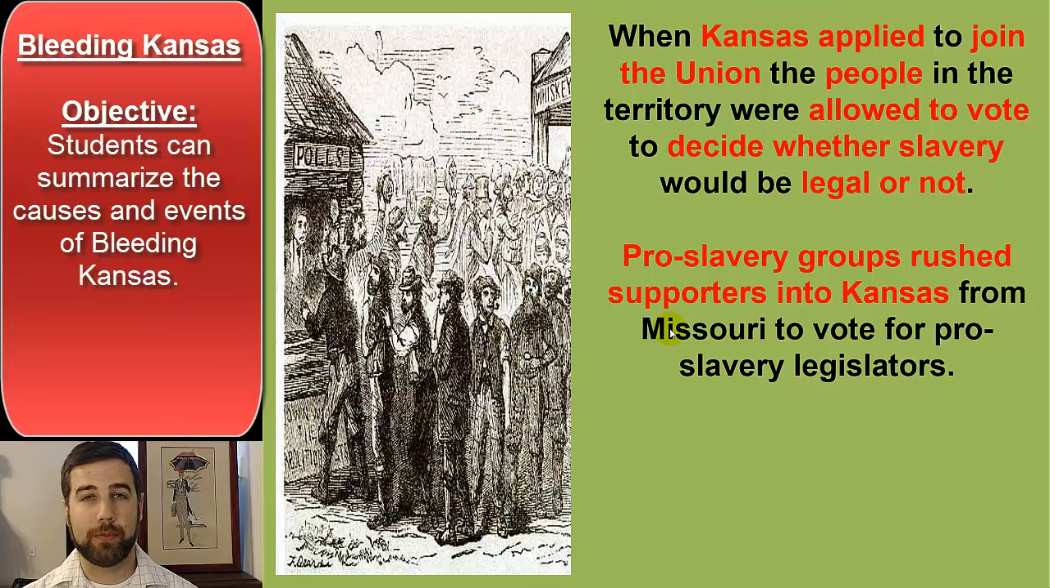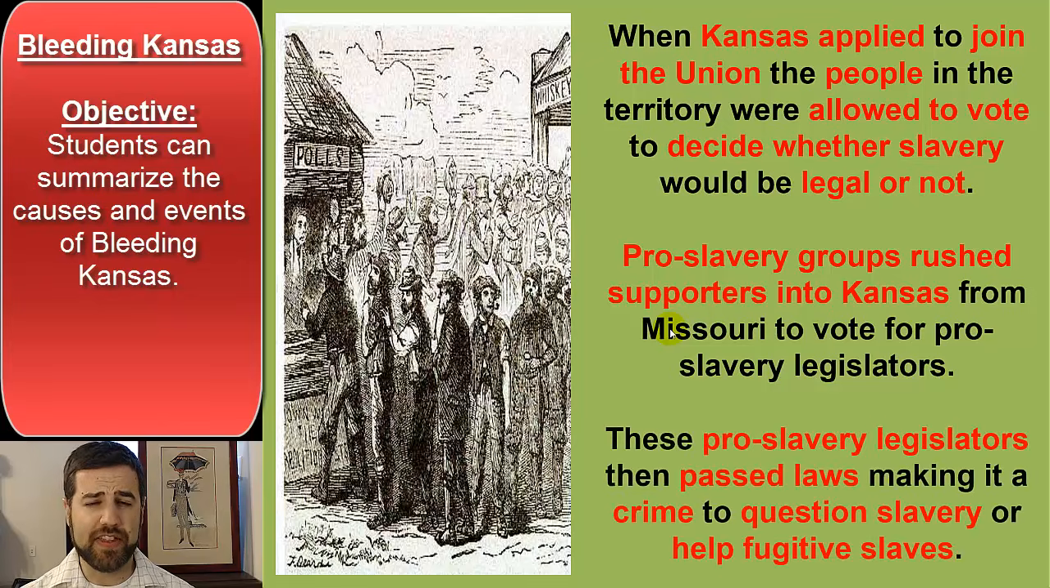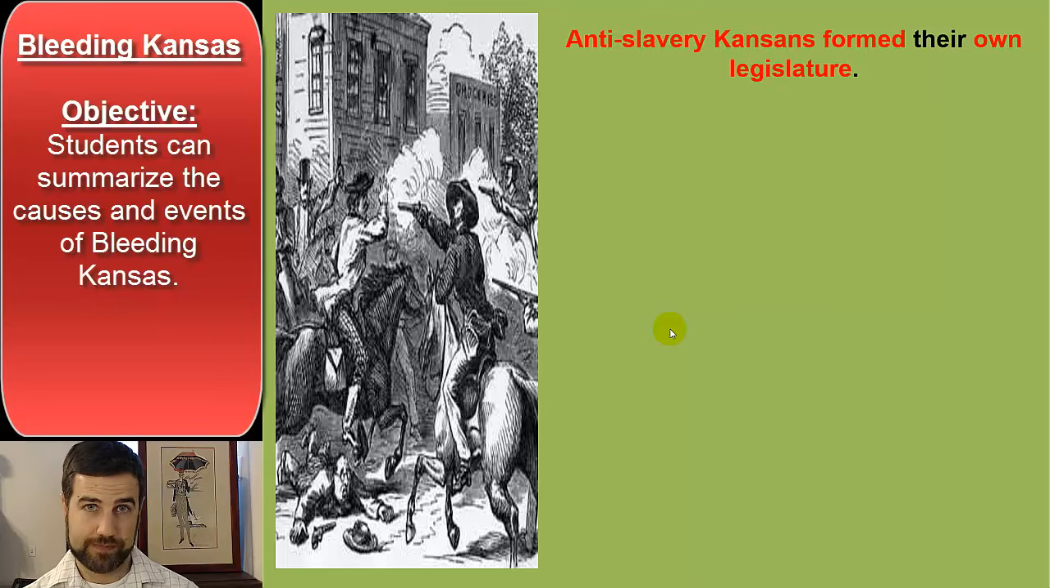Pro-slavery groups, which means people that are in favor of slavery, rushed supporters into Kansas from other parts of the South, especially Missouri next door, to vote for pro-slavery legislatures for the government. And then those legislatures, which are the people that make the laws, then passed laws making it a crime to question slavery or help fugitive slaves. So they're doing whatever they can in Kansas to make it so that slavery is allowed.